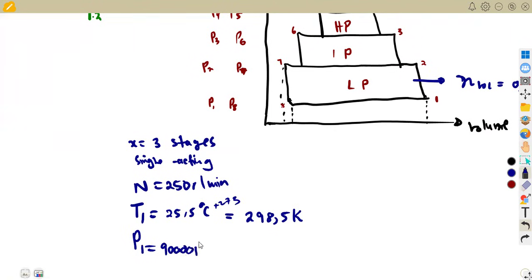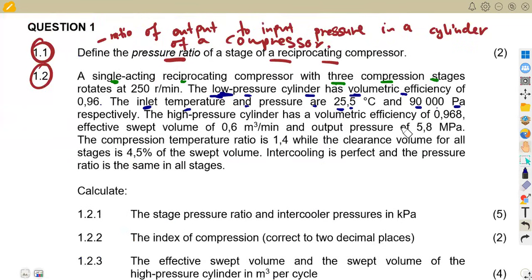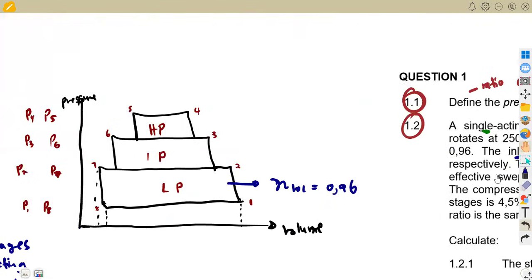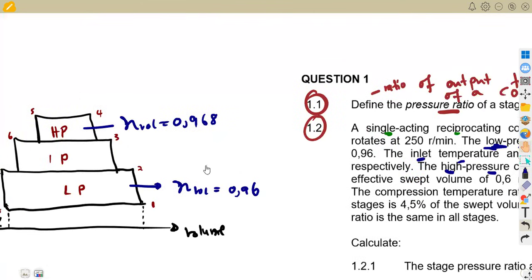So 90,000 Pascal, you remember our pressure is supposed to be in what? Kilopascal. So we divide by 1,000. Remember your pressure, guys, from your N5 is not changing, all right? Nothing is changing. Only one or two things that you have to consider. Okay, then the high pressure cylinder has a volumetric efficiency of 0.968. The high pressure is the one that we're given here at the end. This one, the high pressure there, we have the volumetric efficiency of 0.968. Okay, so that's what we're given.